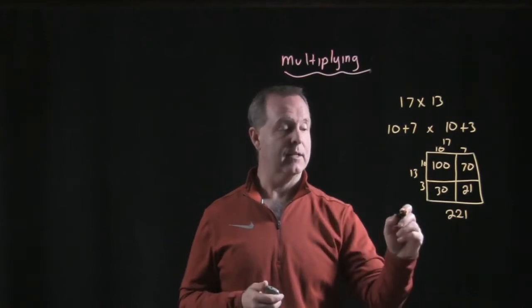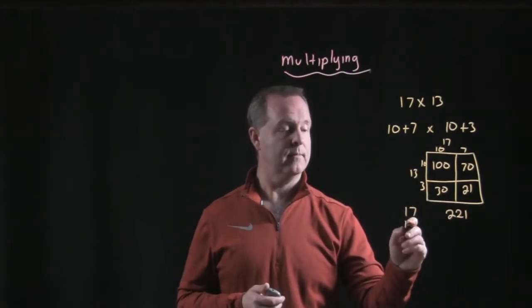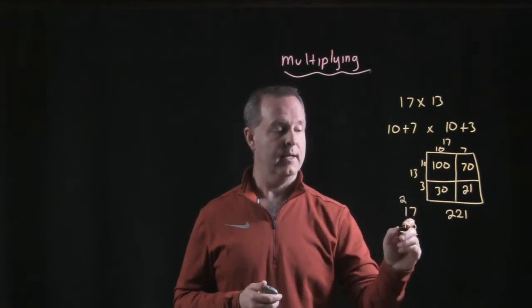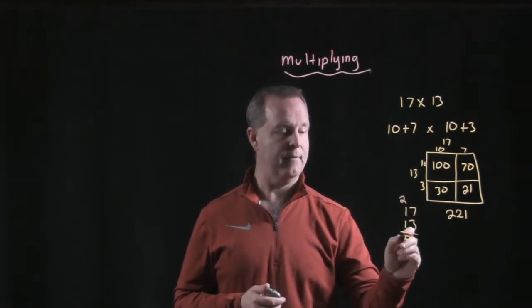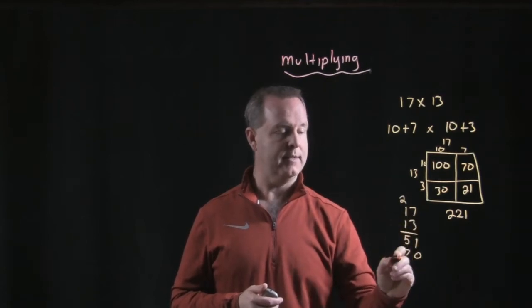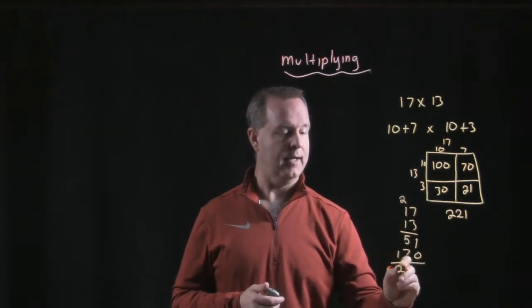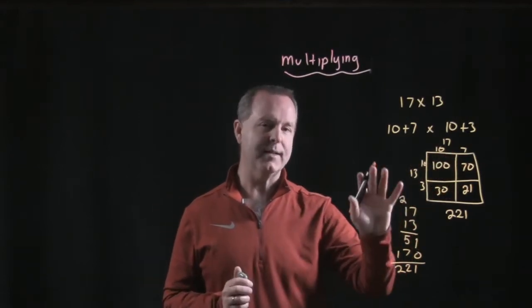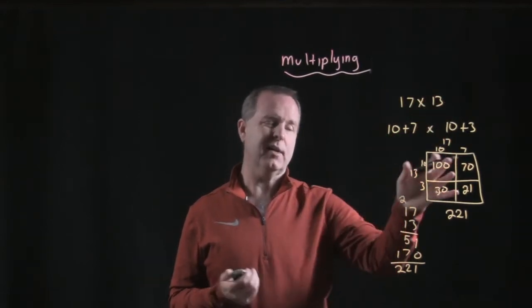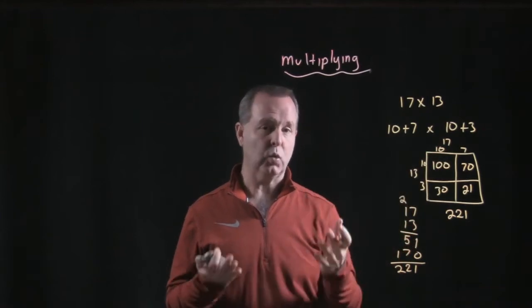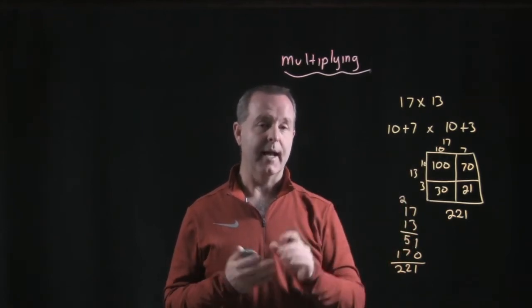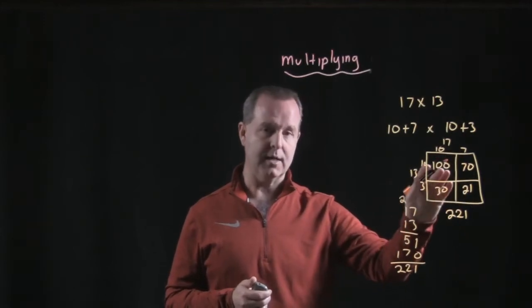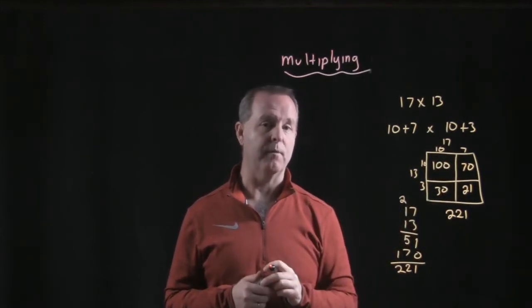To prove that, let's look at the algorithm. 7 times 3 is 21, carry the 2. 3 times 1 is 3, plus 2 is 5. That gives me 170. Add those together, I get 221. But it's important that we have this idea of what's happening. Multiplication means we're looking for the area that's created by 2 different numbers. And so sometimes visualizing it in smaller chunks and then adding those chunks is helpful.